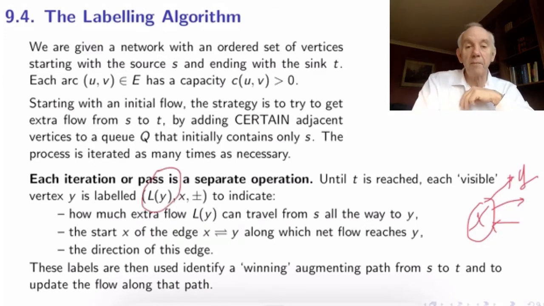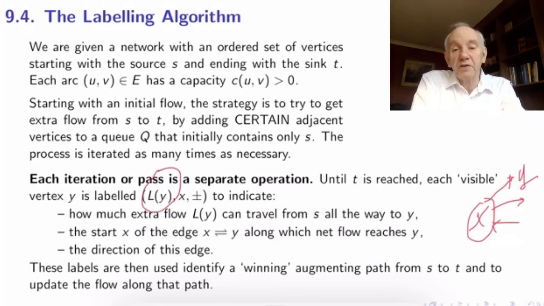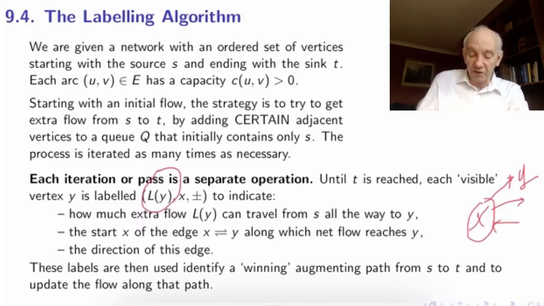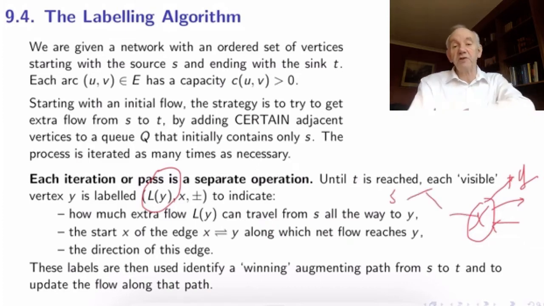It includes this number L of Y, and that tells us how much flow we can get all the way from the source to Y via X. So we've already started from the source and we've done some path to get to X. We can get a certain amount of flow to X, and hopefully we can get some more. If we can get more to Y in some net sense, we label Y. We also remind ourselves that Y came from X, so we add to the label X.